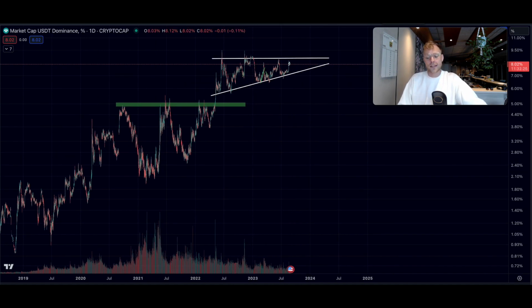And if this thing breaks up, basically, it will be bearish for Bitcoin, and Bitcoin will most likely break down. So let's go to the next chart, guys.